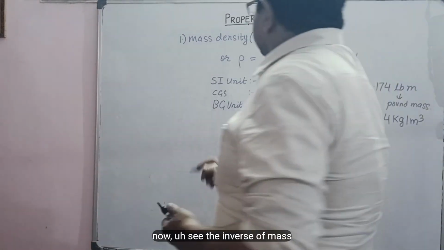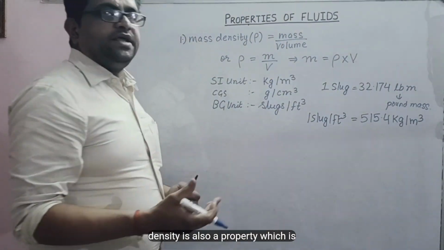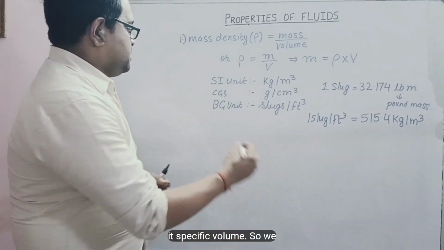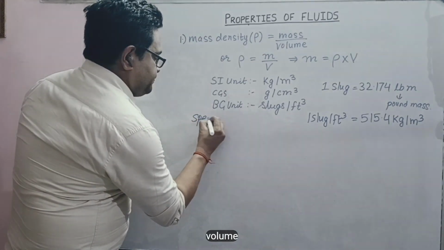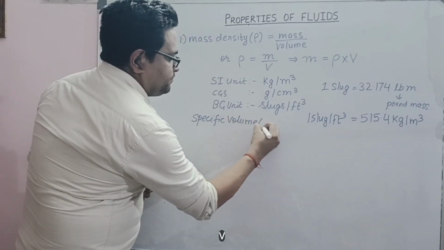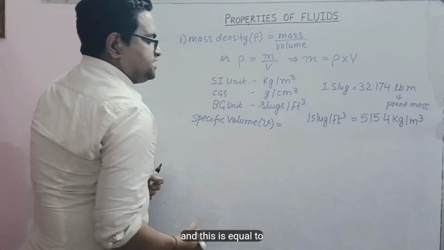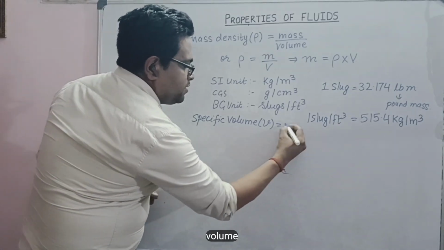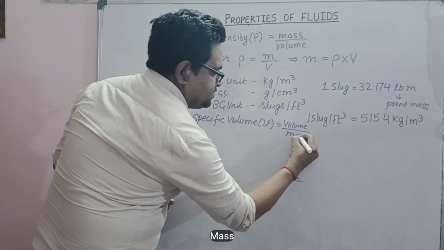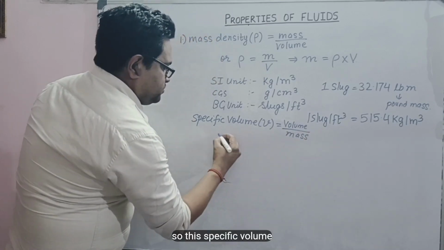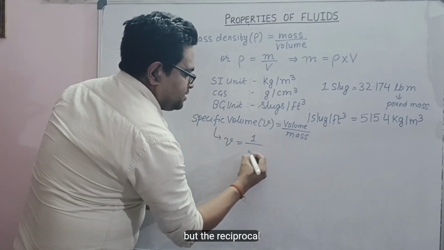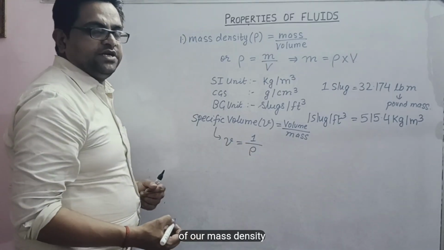Now see, the inverse of mass density is also a property which is mainly used in thermodynamics. We call it specific volume. So we have a specific volume, which is denoted by small v, and which is equal to volume per unit mass. So this specific volume v is nothing but the reciprocal of our mass density.